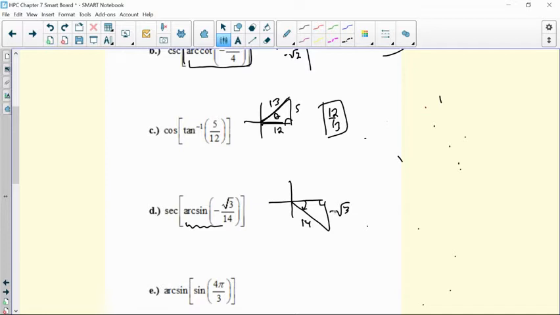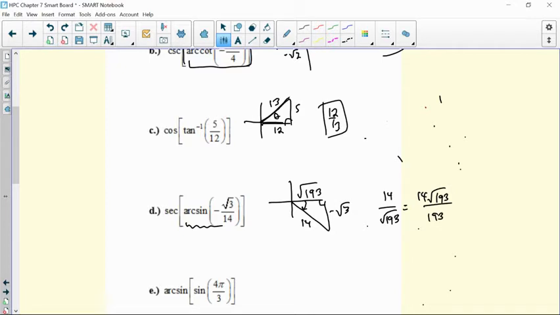And then to do the Pythagorean theorem, 14 squared is 196, minus 3 is 193. So it's kind of an awkward number, root 193. And then the secant of that would be 14 over root 193. So the awkwardness continues. I don't believe there's any perfect squares in there. So you could call that 14 root 193 over 193.